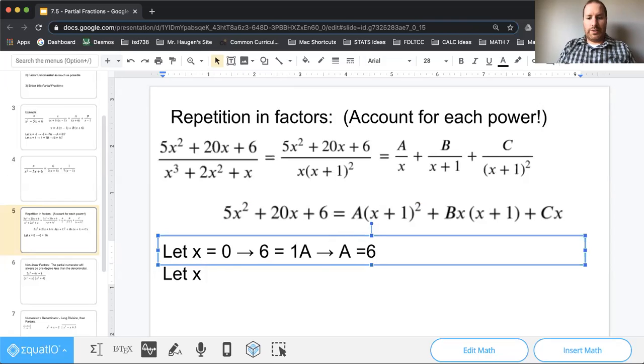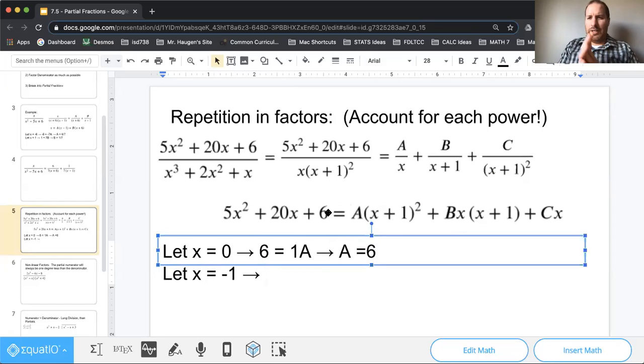Another one that works is let x equal -1. That gets rid of some pieces. In fact, this one gets rid of a couple of things. It gets rid of the a stuff, this part goes to 0, the b stuff goes to 0, and all we're left with is c. Then we just have to calculate up here. Here we'd have 5 minus 20 plus 6.